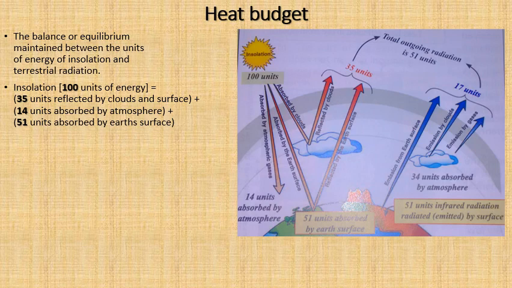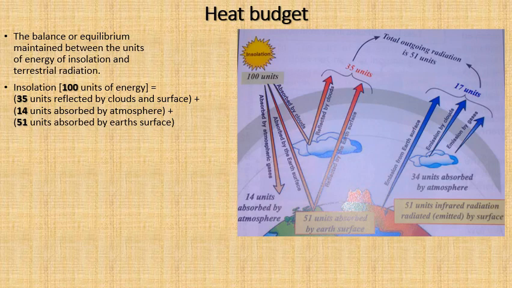So insolation, we'll call it 100 units because it is coming from the sun, it is coming from the source. We'll give 100 units to insolation. So among the 100 units, you can see 35 units are reflected by the clouds and the surface.